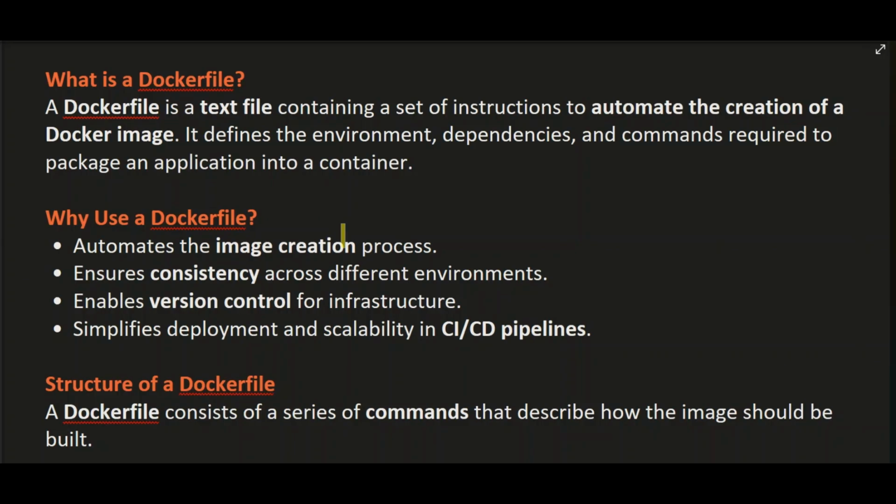What is a Dockerfile? A Dockerfile is a text file containing a set of instructions to automate the creation of a Docker image. It defines the environment, dependencies, and commands required to package an application into a container.